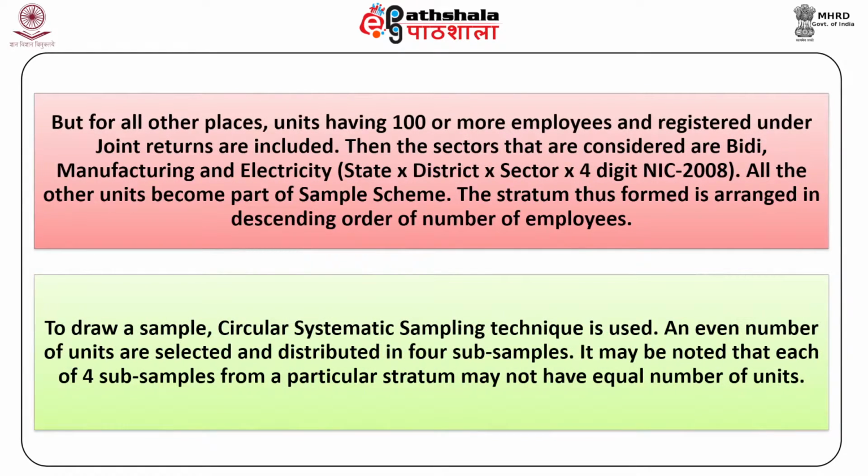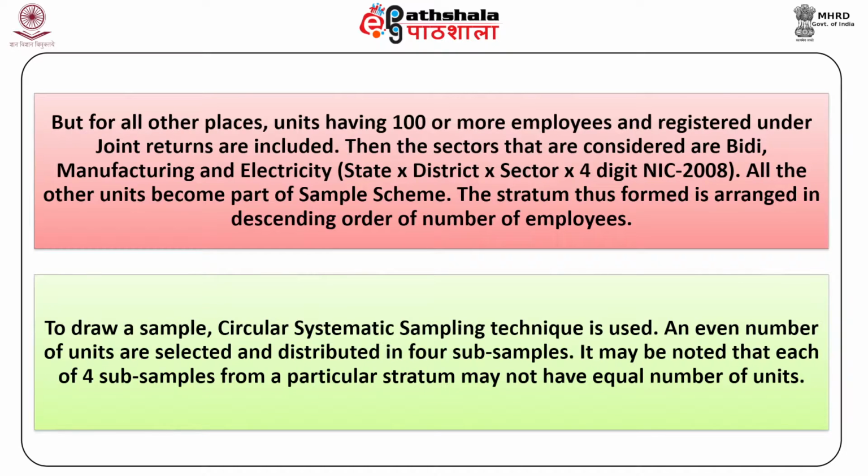But for all other places, units having 100 or more employees and registered under joint returns are included. Then the sectors that are considered are BD, manufacturing and electricity, that is state, district, sector and 4-digit NIC 2008 classification. All the other units become part of the sample scheme. The stratum thus formed is arranged in descending order of number of employees. To draw a sample, the circular systematic sampling technique is used.